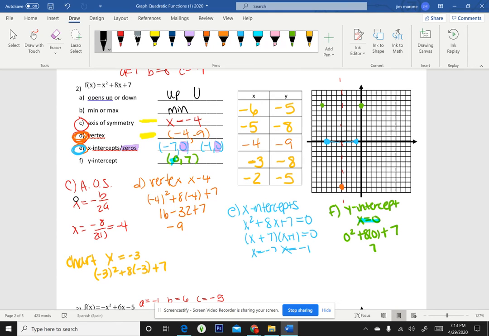So -6, 1, 2, 3, 4, 5 is 1 point. -5, -8 is here. -4, -9 was my vertex. -3, -8 is here. And -2, -5 is here. And again, any point is going to be reflected over the axis of symmetry. So if one point is 2 to the right, one point is 2 to the left. And then here also. So then we're going to graph our parabola by connecting these dots.